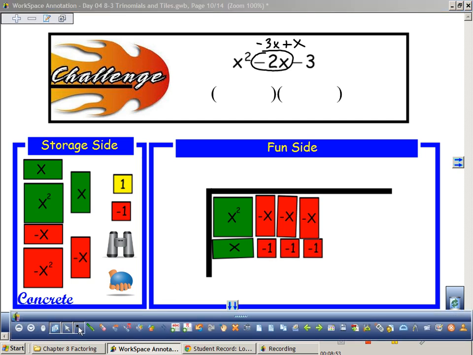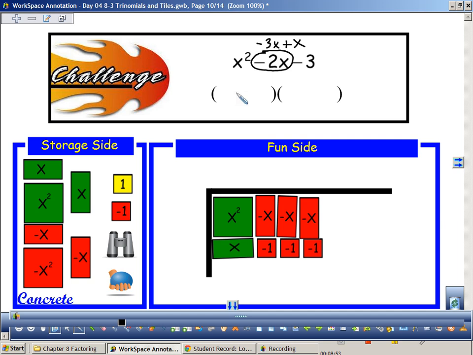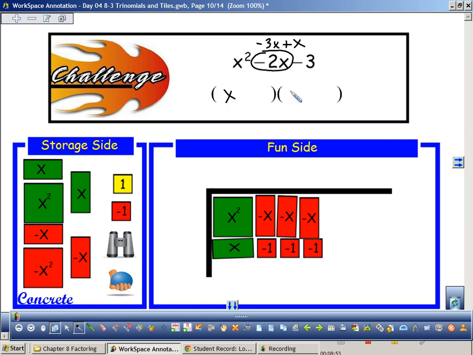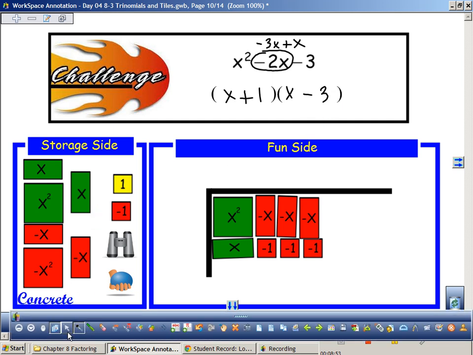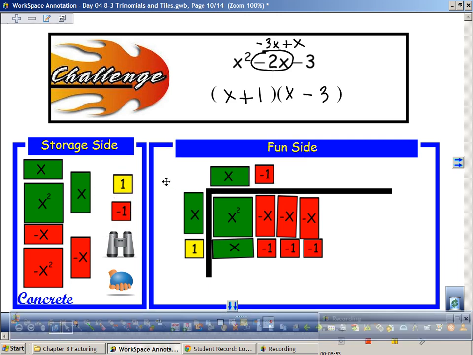So what are my two binomials? Can you do it without me doing the outside? X and an x, and what else? Plus 1 and what? Minus 3. Good job. X times x. 1 times x makes a positive x. And these are all negative.